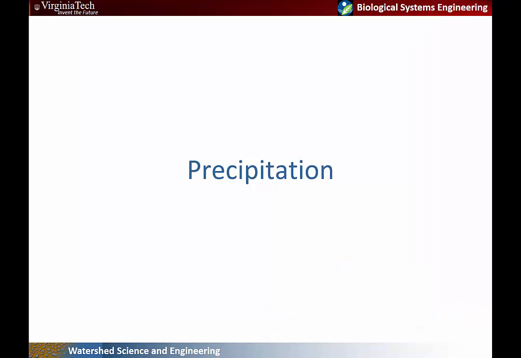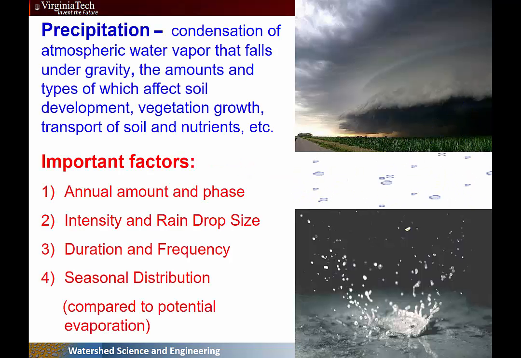So first, precipitation. I think everyone knows what precipitation is, but just so we're on the same page, I'm going to define it how I define it. Precipitation is the condensation of atmospheric water vapor that falls under gravity, and the amounts and types of which affect things like soil development, vegetation growth, and then transport of soil nutrients off of our fields.